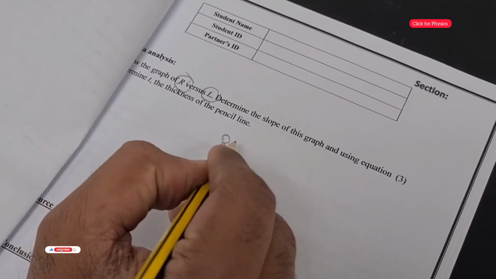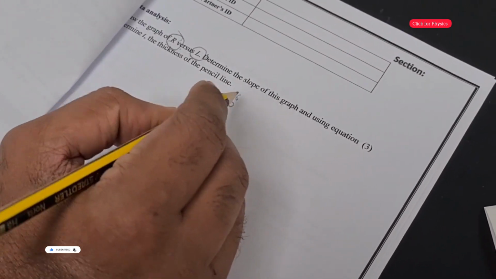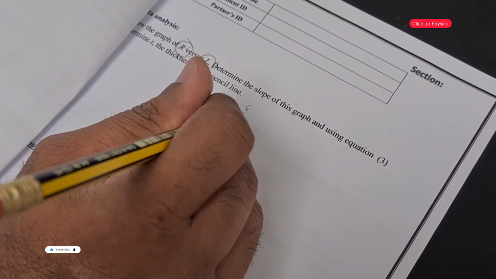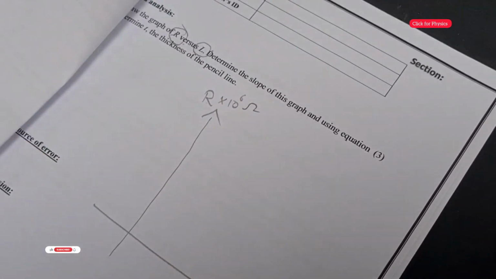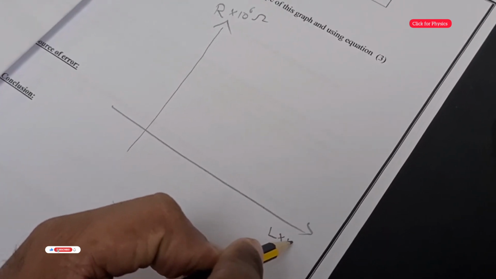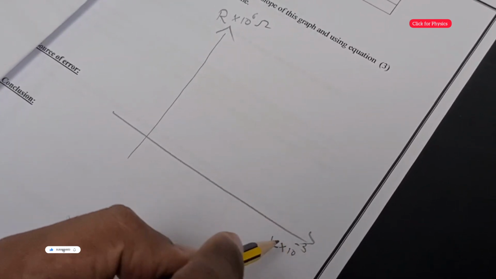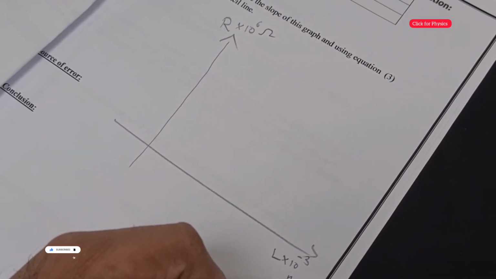R value is in mega, so I can take this value as common because all readings in this table will come in terms of mega ohm, and the unit for resistance is ohm. L value is in millimeter, so I can write 10 to the power of minus 3, because to convert millimeter to meter you have to multiply by 10 to the power of minus 3, and the unit is meter.